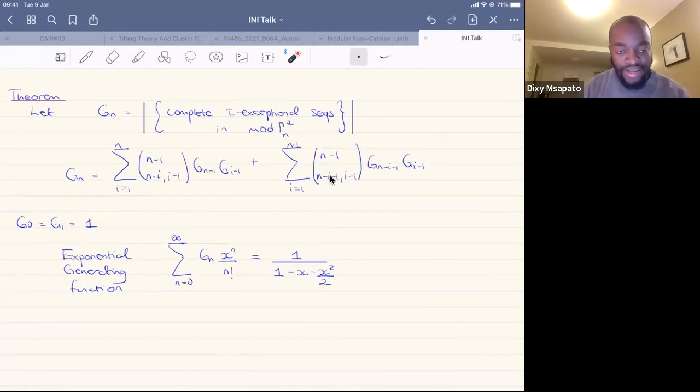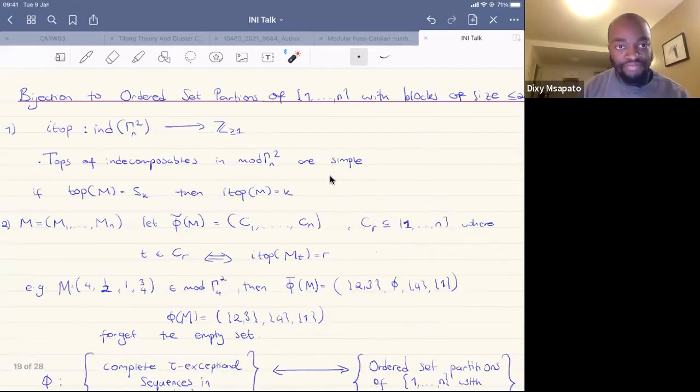We can then calculate the exponential generating function of G_n, and we get that it is equal to 1 divided by 1 minus x squared divided by 2. And at this point, it's a natural question to ask whether or not this sequence we just obtained here counts other sequences of combinatorial objects. And for this algebra, it turns out that the answer to that question is yes.